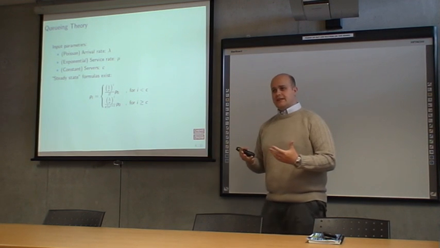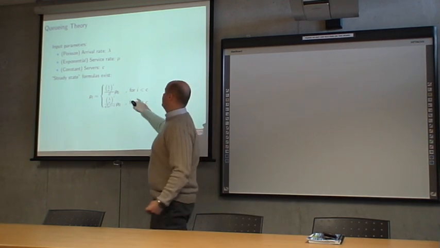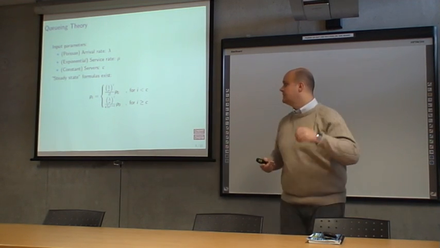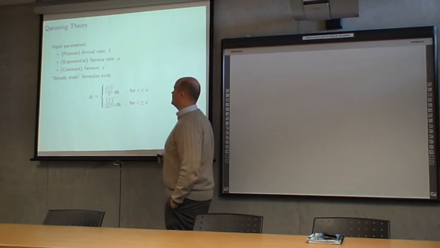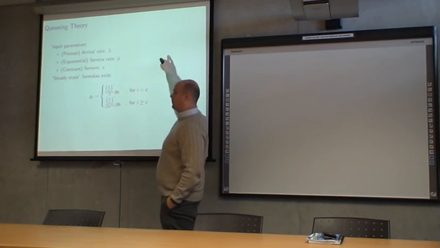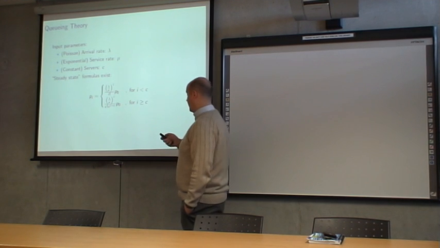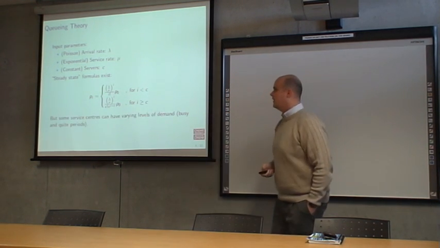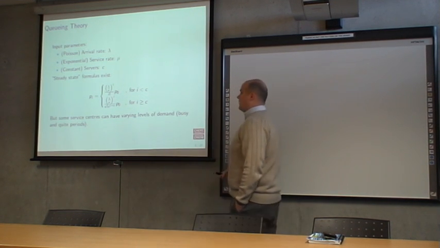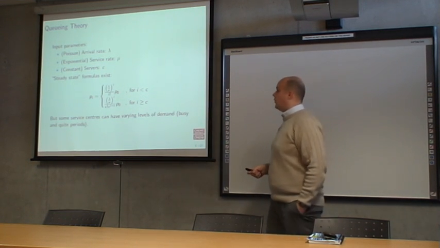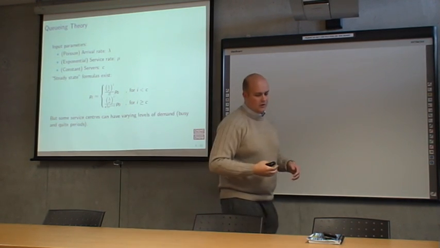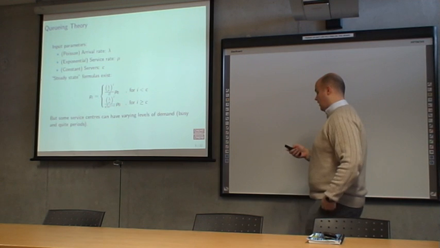And of course, it makes sense to think that it depends on whether I've got less than C servers, or if I've got more than my C servers. You'd expect the probability of more or less in the system to depend on the number of servers you've got and how quickly you're going to be dealt with. But of course, each of our different service centres can have varying levels of demand. They're going to have busy and quiet periods.